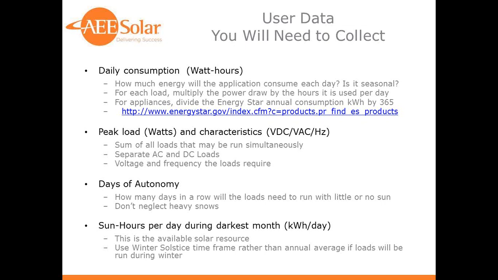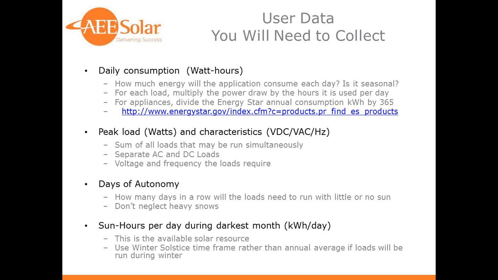We have to look at our days of autonomy, and that's how many days in a row we need to run the loads with little or no sun. Don't neglect heavy snow. The reason for that is snow may cover a PV array for a number of days if nobody's available out there to clear the snow off, or if the snow is on the roof and not accessible. So keep in mind that there might be periods of time when there really isn't a lot of solar production, and the battery needs to carry you through that, or a backup generator may have to be used.